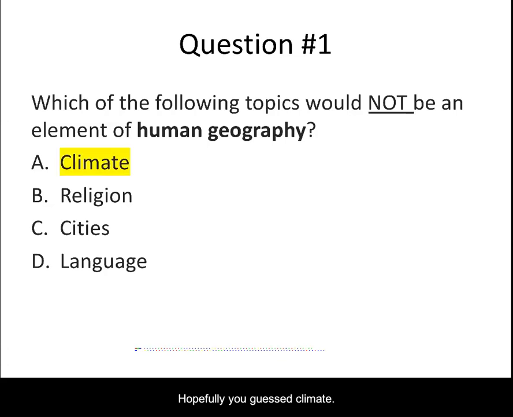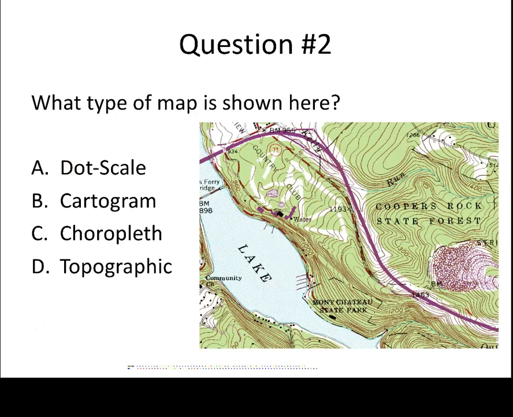And so hopefully you'd guess climate. Now, yes, humans can alter the climate a little bit, but climate exists whether humans are or are not there. So therefore, that's part of physical geography. But religion, cities, language, all human geography, topics that you will be covering in the course, either this trimester or the next time you have human geography, Geography B.